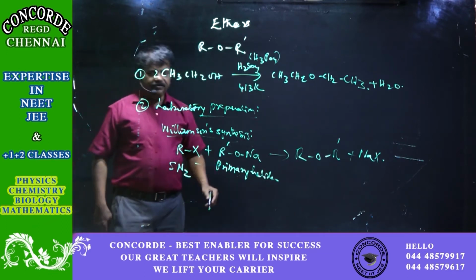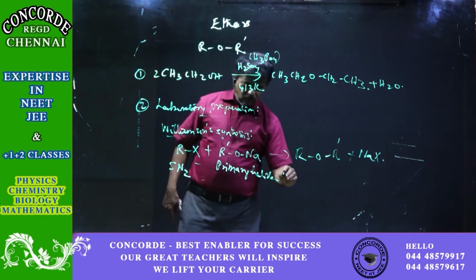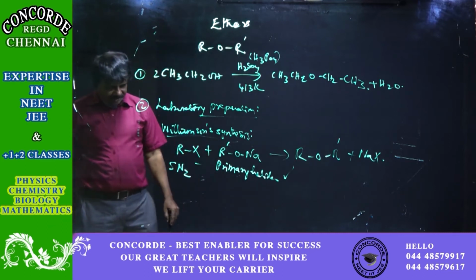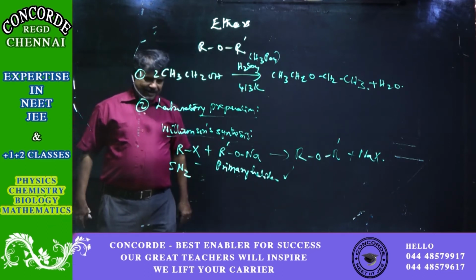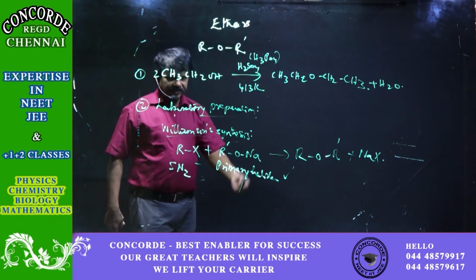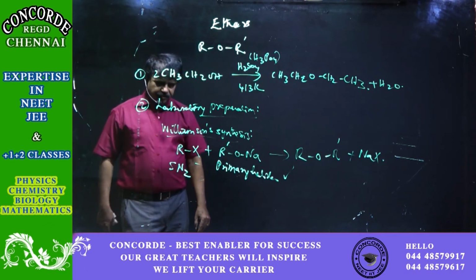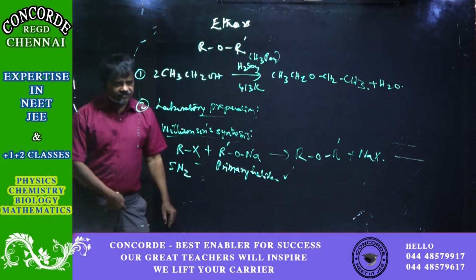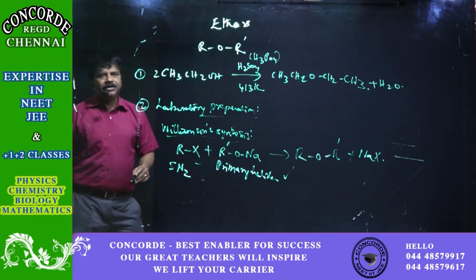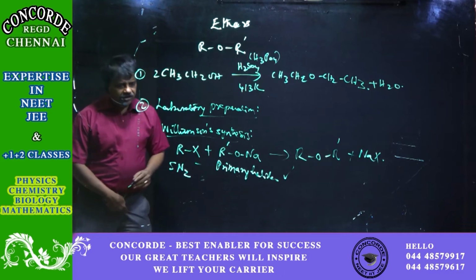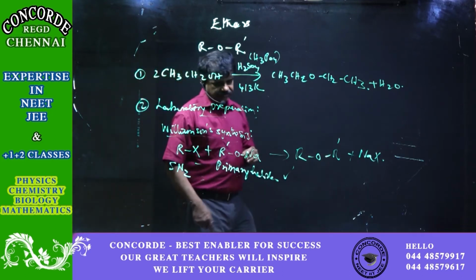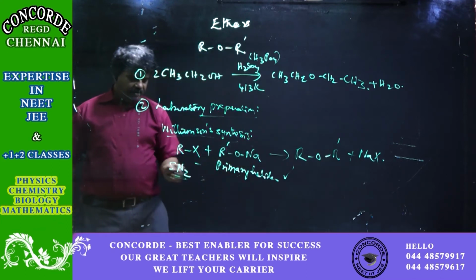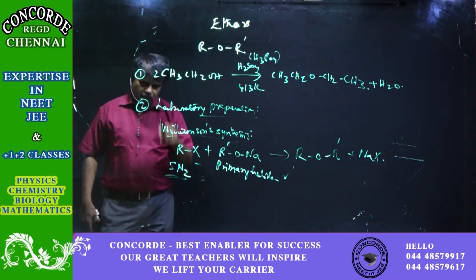the ether synthesis is good with primary halides, whereas with secondary as well as tertiary halides, only alkenes, that is double bonded compounds, are formed and not ethers. So in Williamson synthesis, you have to use only primary halides and not secondary or tertiary halides. That is one thing, and it is an SN2 reaction. That is another important point to note.